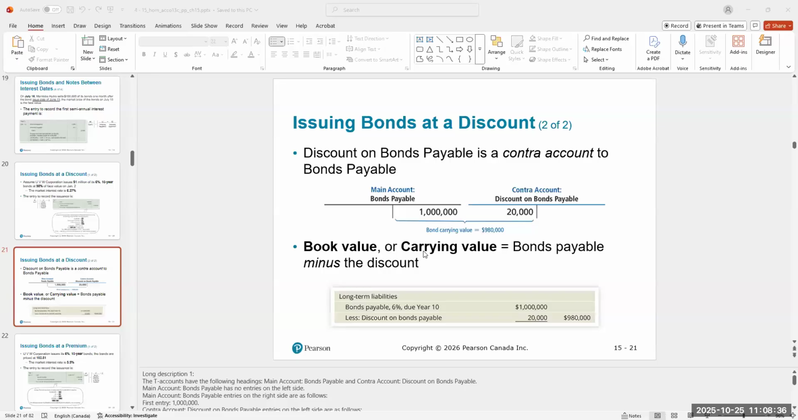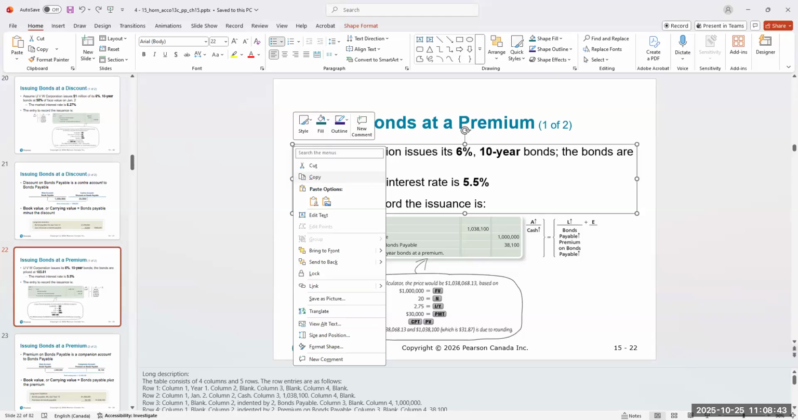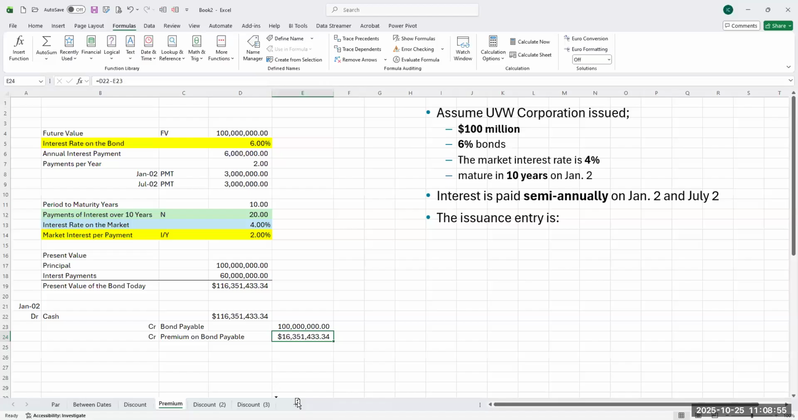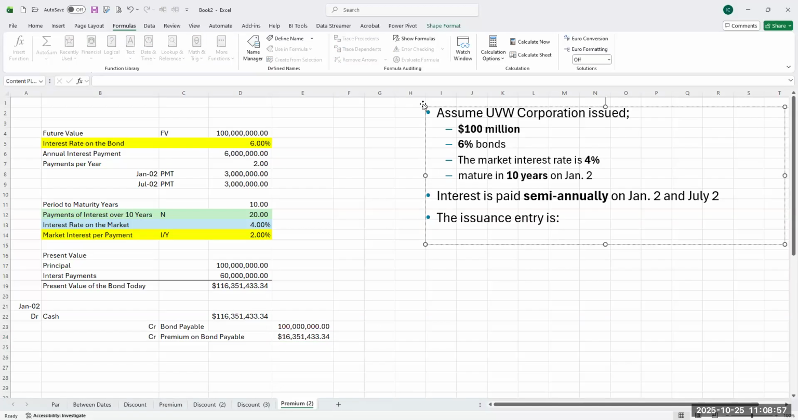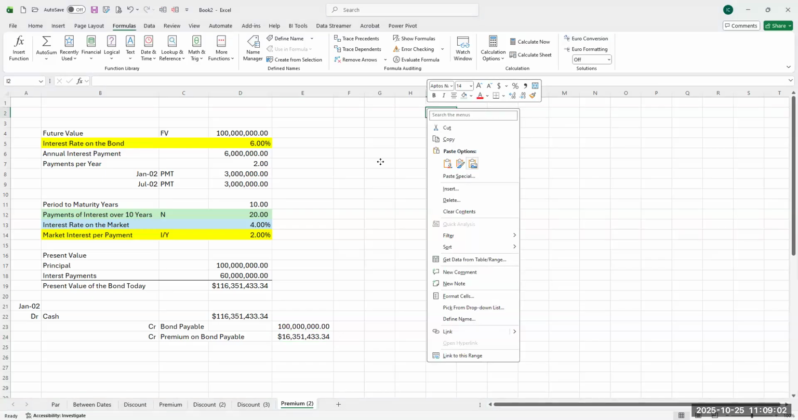Now let's see the other scenario on the slides, which will be for the premium. Now this is the scenario for the premium. I'm going to copy this scenario and post it in the Excel spreadsheet again. And I'm going to grab this one, the premium calculation. I'm going to flip it here. We're going to delete this one. We don't need this one. And the new information is right here.